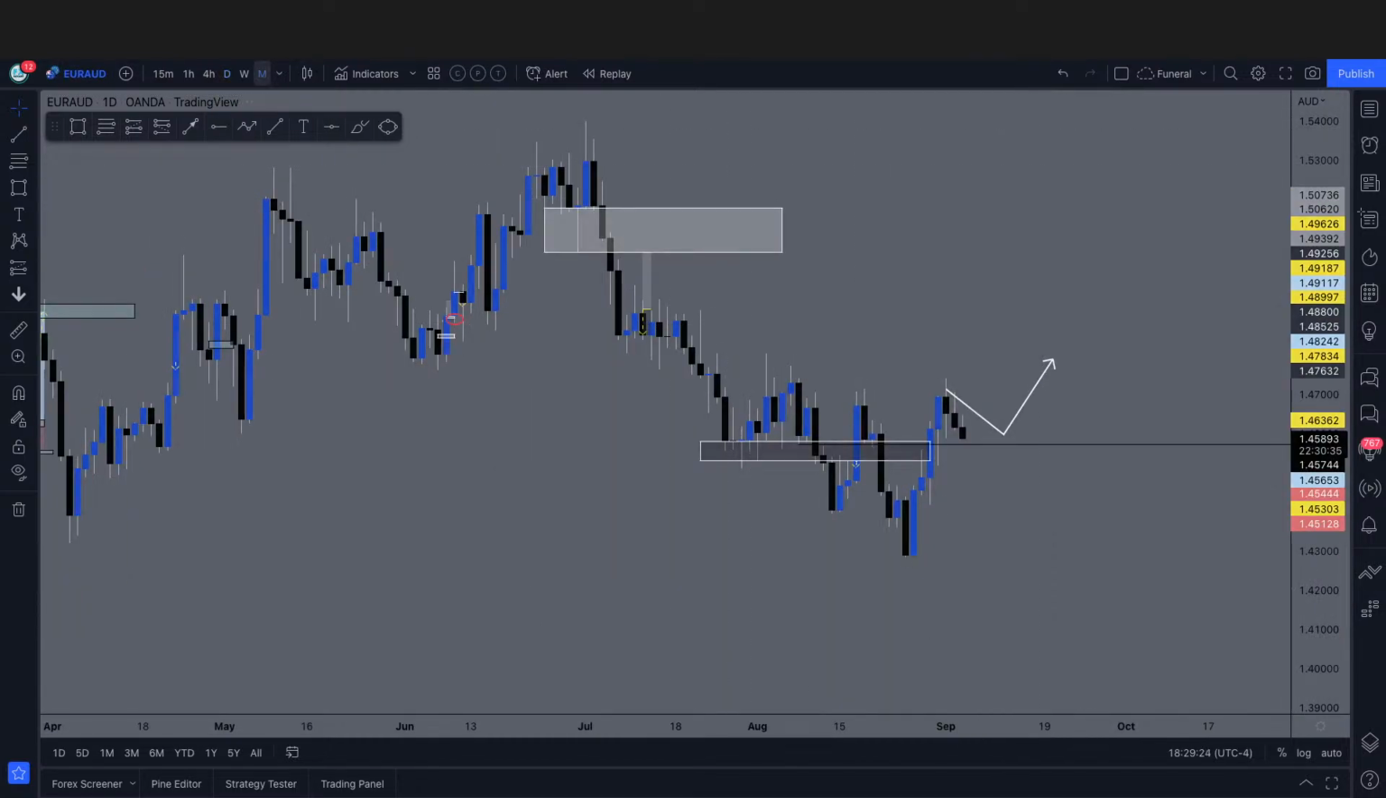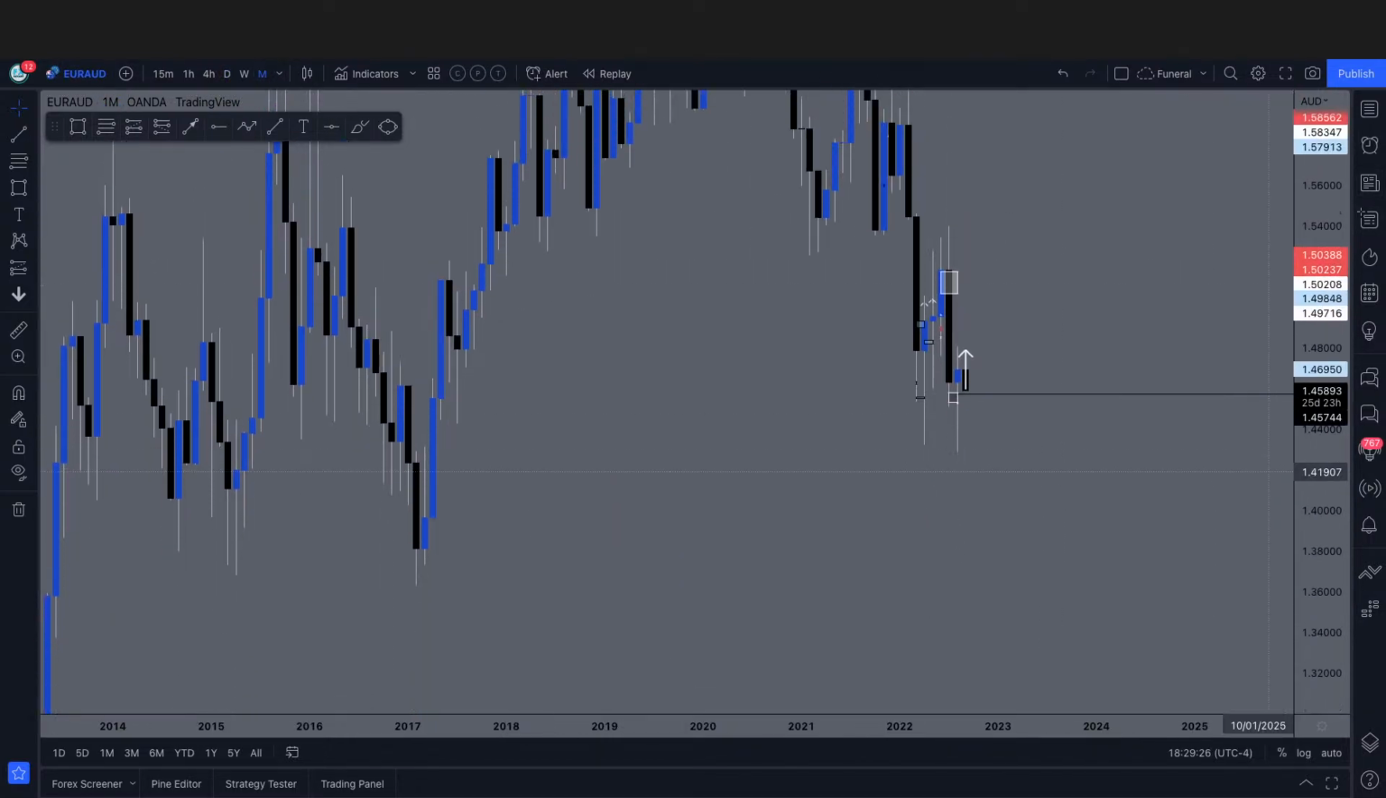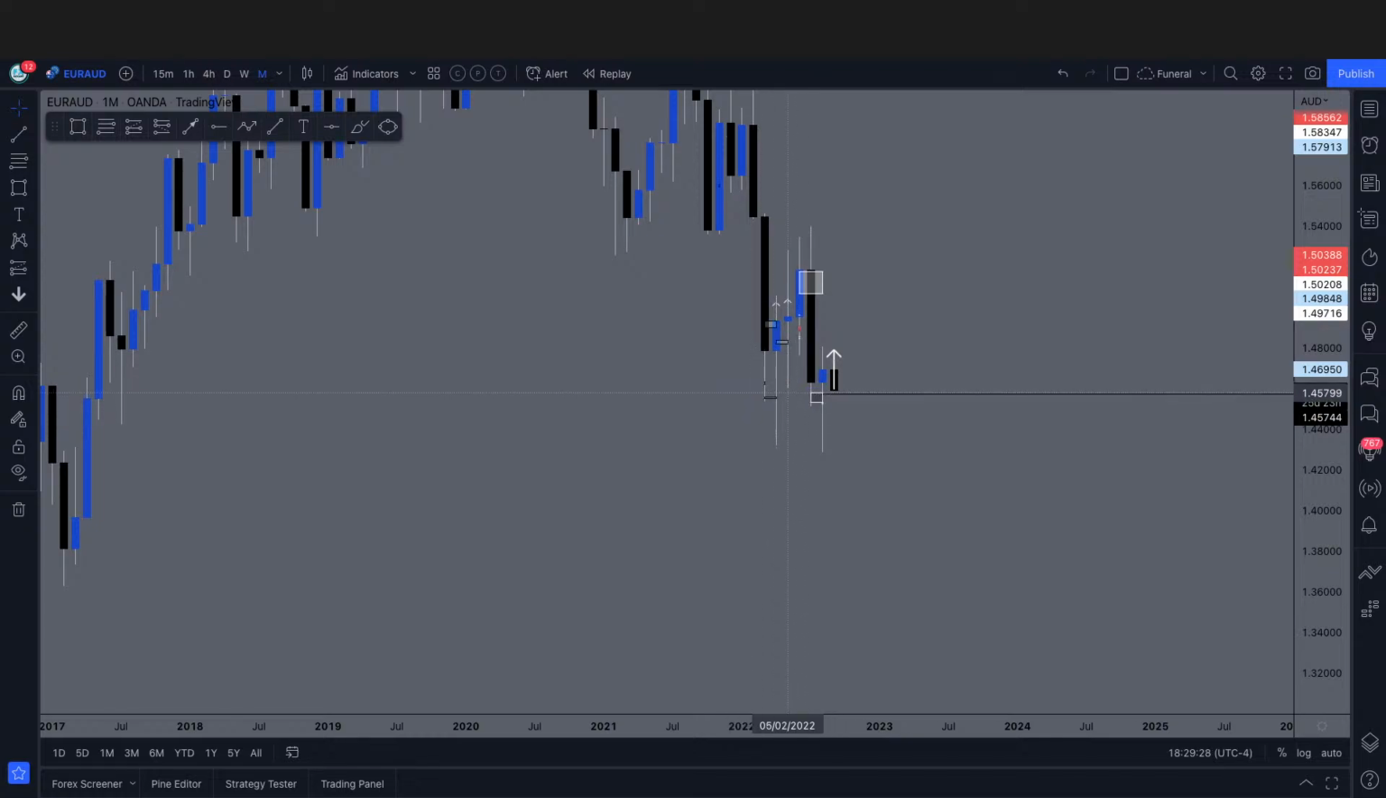Euro AUD from the monthly time frame. We've came down in this area and have created some support. So this is an area of support. Even though we did make a retracement and moved back to the downside, we only retested previous structure support. That should now be support until it is broken through.